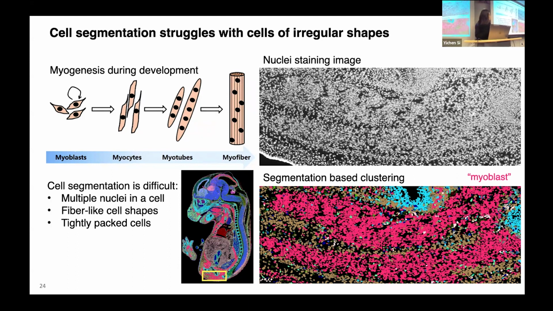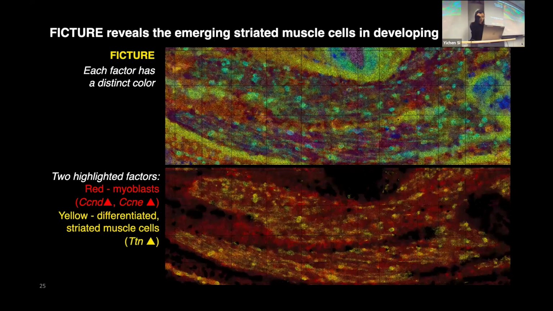On the top is the nuclei staining image, and at the bottom is the cell segmentation-based analysis. So here in this view, we don't see any fiber-like muscle structure, and almost all cells in this region are labeled as myoblast. However, when we apply FICTURE to this data set, we see clearly the heterogeneity within this muscle tissue.